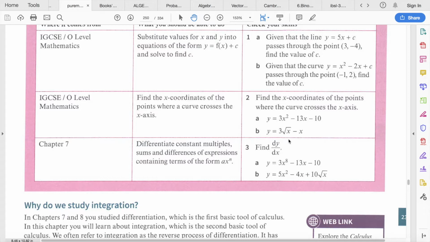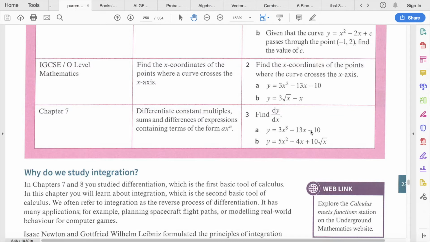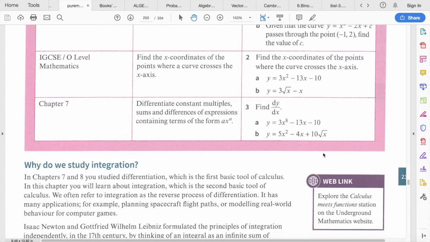In chapter 7 also you learned how to differentiate. So here, for example, is a polynomial. You know how to differentiate it as well, but radical x should be written as an index. How? Radical x must be written as x to the power of 1/2. Then you differentiate. The power comes down and 1 is subtracted from the power.